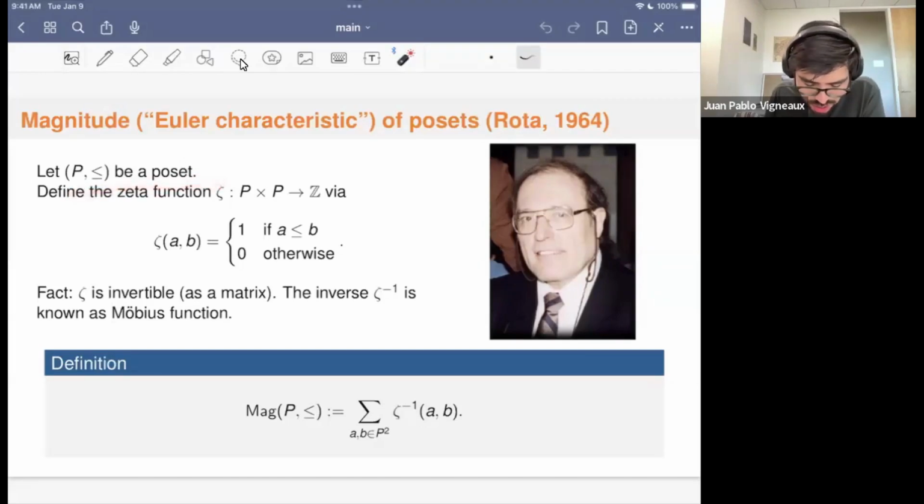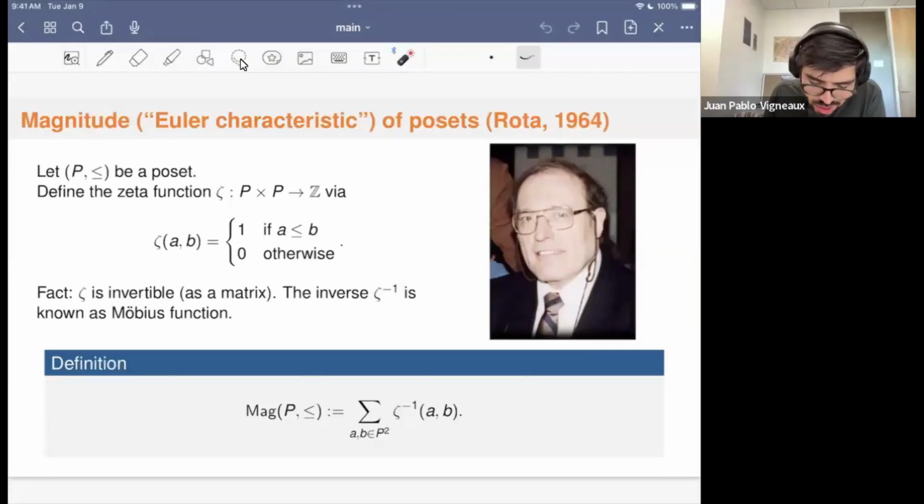You could take any poset and introduce this matrix, indexed by the objects of the poset, which has value 1 if A is smaller or equal than B, and 0 otherwise. In fact, this is a little proposition: this matrix is invertible. And this inverse is called the Möbius function of the poset. And you can define the magnitude as the sum of the elements of the inverse.